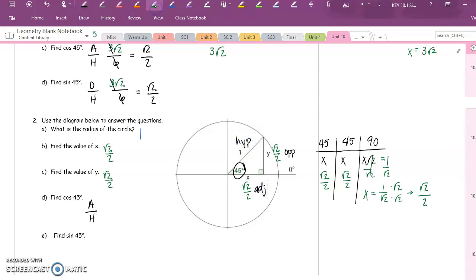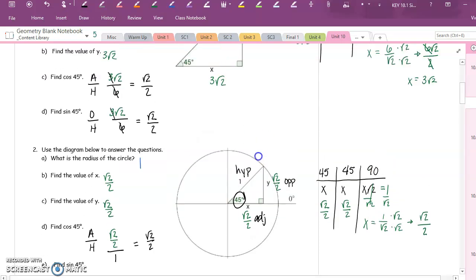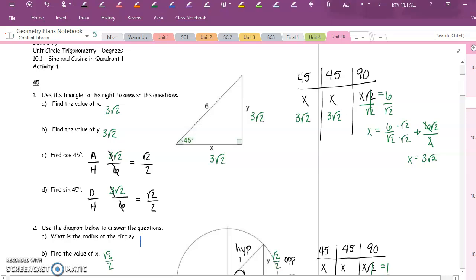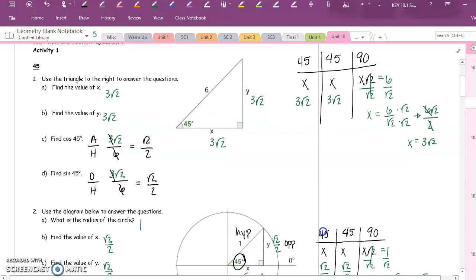So I'm going to take my adjacent side, which is square root 2 over 2, all over the hypotenuse, which is 1. From there, we can simplify to just square root 2 over 2. So therefore, cosine of 45 degrees is equal to root 2 over 2, just like above, when cosine of 45 degrees was also root 2 over 2.